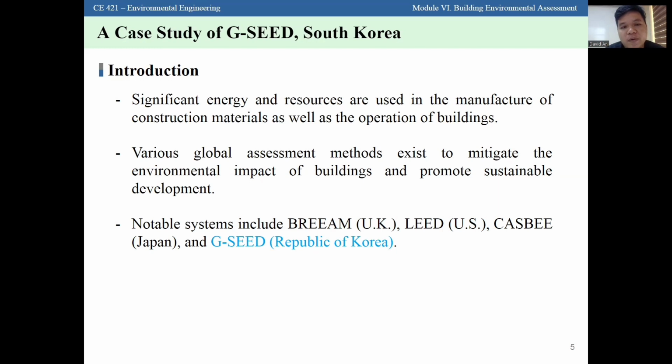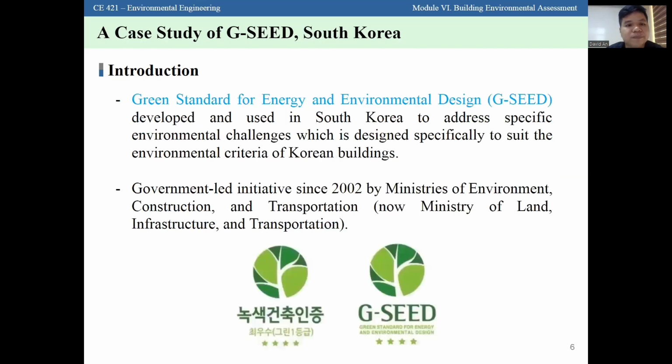So various global assessment methods exist to mitigate the environmental impacts of building and promote sustainable development. Globally, there are a lot of systems to certify green building, such as BREEAM for the United Kingdom, LEED for the United States, CASBEE for Japan, and our case study here, which is GSEED for the Republic of Korea.